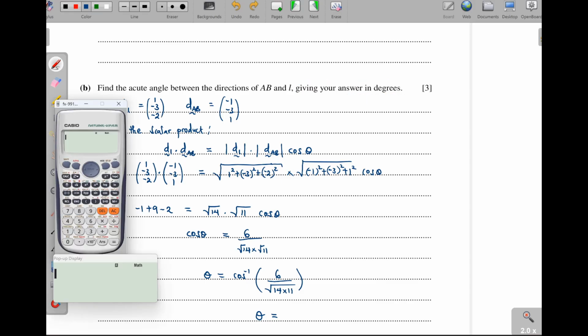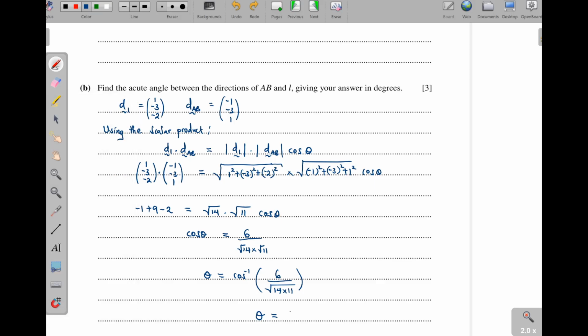Now, since my calculator here is in radians, I can change it to degrees, and then we say arc cos of 6, then divide by the square root of 14 times 11. That one gives us 61.1. Remember, the angles in degrees, we write them to one decimal place. Okay, so this is our answer here.